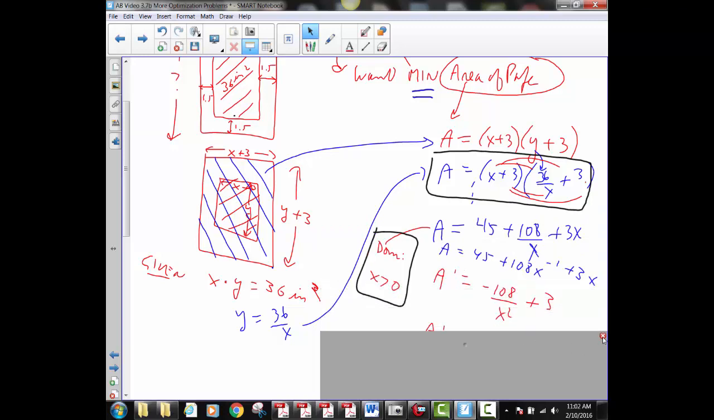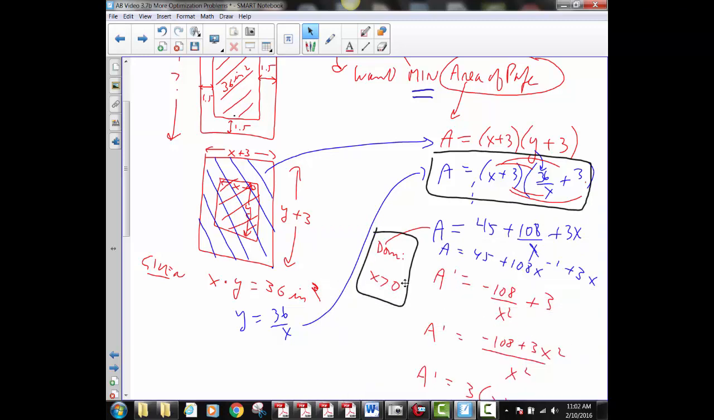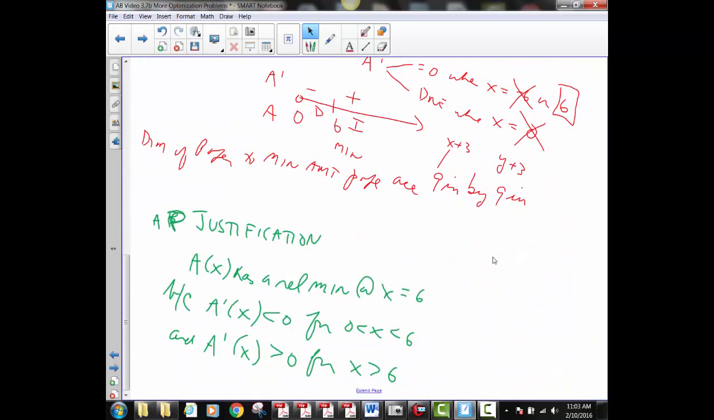The domain here is that x would have to be greater than 0, obviously. And then you just find the derivative, the critical numbers, etc. And keep in mind, for one question on the next test, I will ask you for the actual AP justification, which is kind of reading the number line to me.